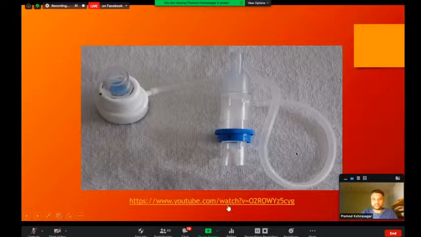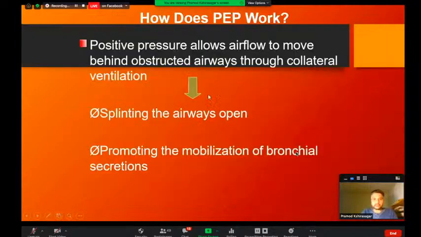There are also videos, but because of the shortage of time I'm not showing them. You can look at them when you get the PowerPoint. Also, there is one upcoming thing these days called Vibra PEP, which is most beneficial. I went through some of the devices, and you can also advise that to the patient.